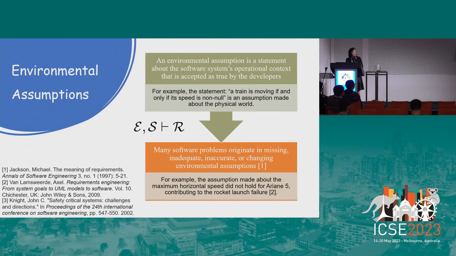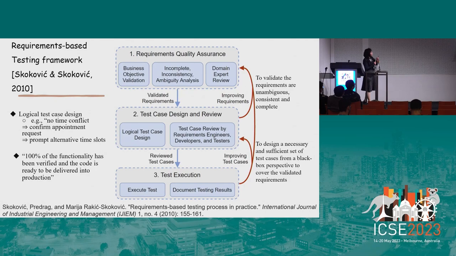Our work is based on the requirements-based testing framework proposed in 2010. This framework handles software quality assurance in two steps. The first is to validate the requirements as unambiguous, consistent, and complete. The second is to design a necessary and sufficient set of test cases from a black box perspective to cover the validated requirements. So this is the framework we are building on.